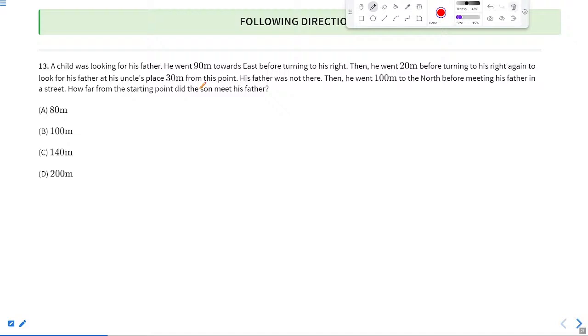Okay, so first, again, looking at the compass, we have 90 meters east before turning right, 20 meters before turning right again, 30, he walks 30, then 100 meters north. So, how far from the starting area did the boy meet his father?